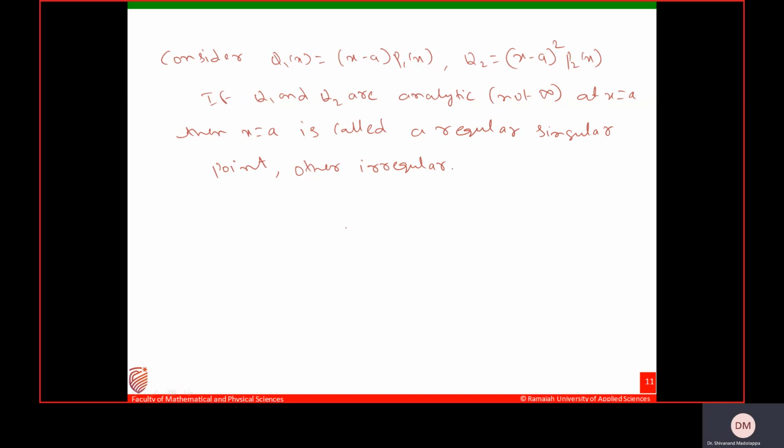So now we will solve one or two examples, then we will clearly identify how we define a regular singular point and an irregular singular point.